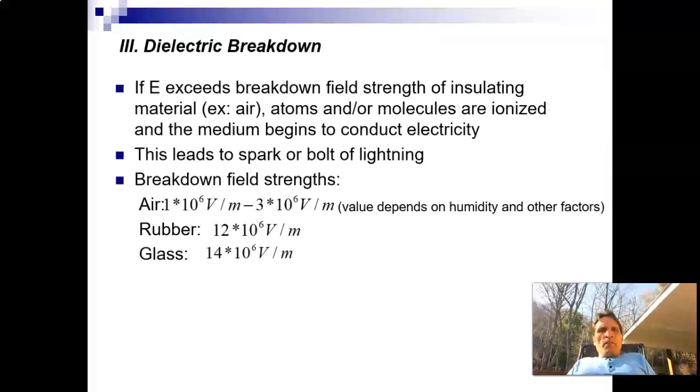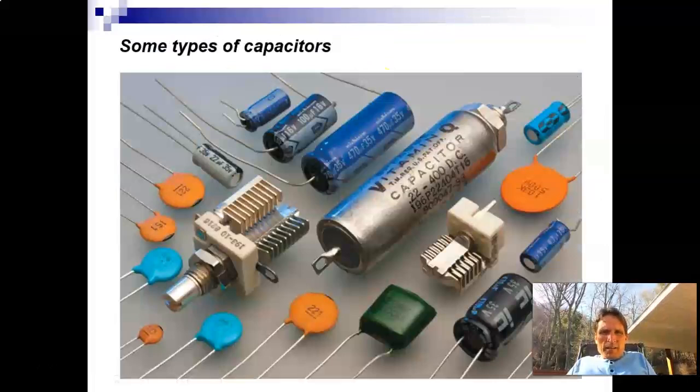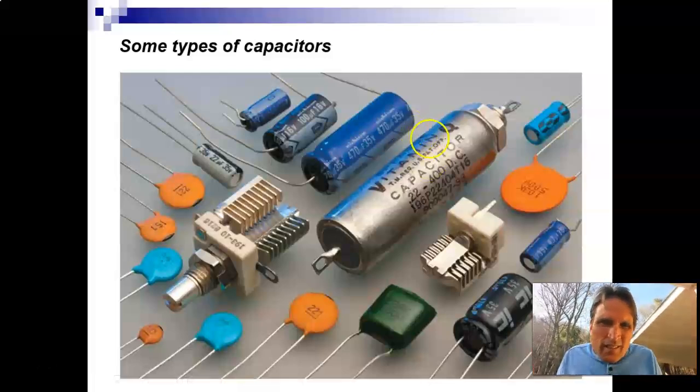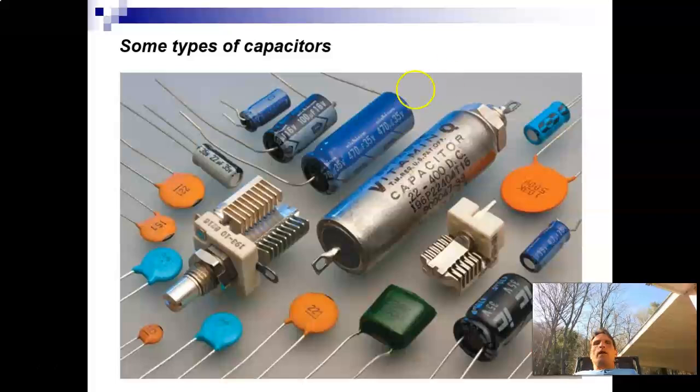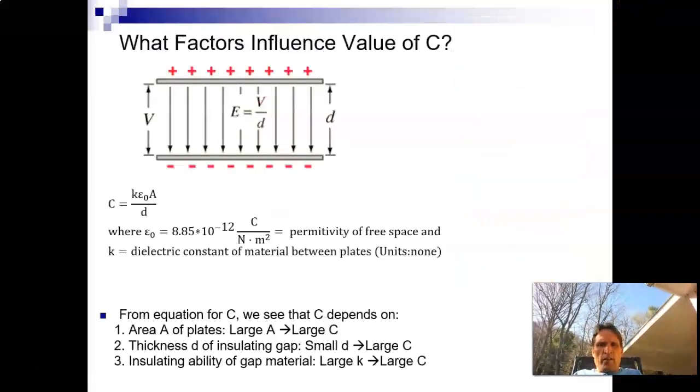So what happens if you apply too much voltage across the capacitor? These capacitors are rated. If we go back here, you'll see that this capacitor can handle 35 volts, it looks like. What happens if you put more than 35 volts potential difference across the capacitor?